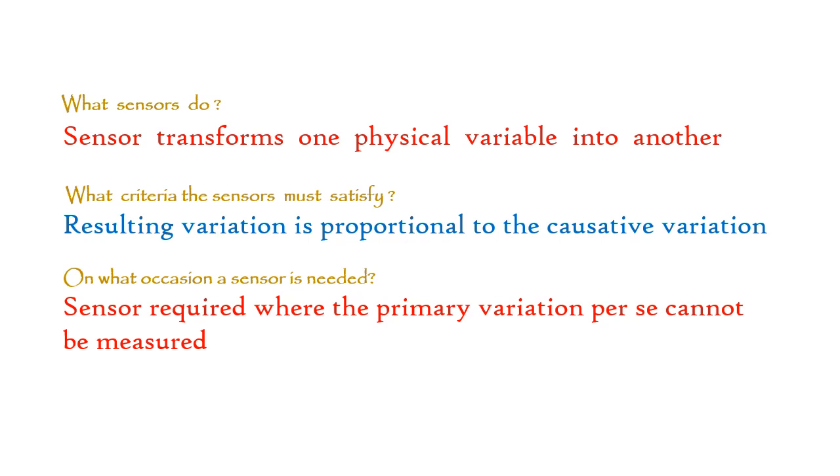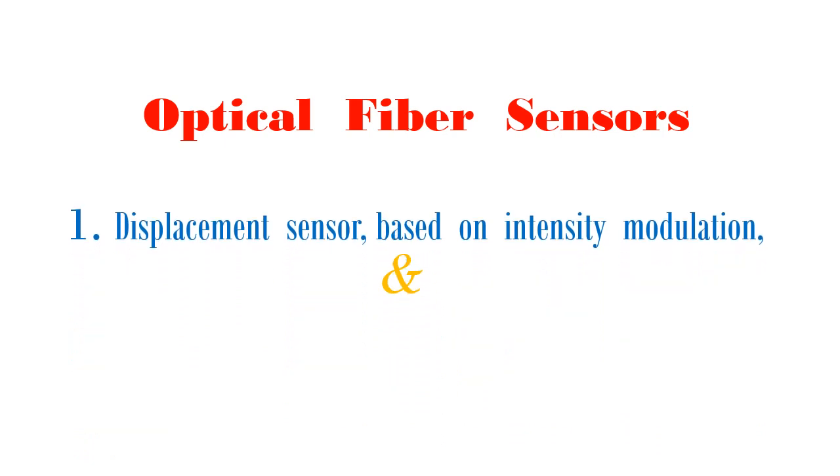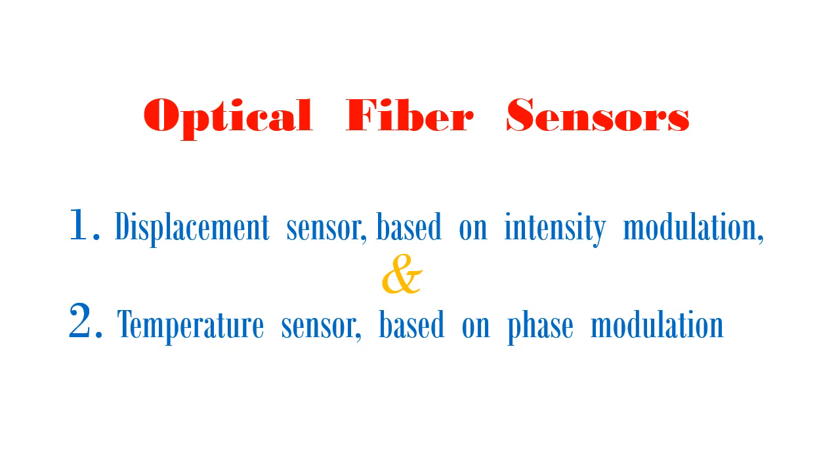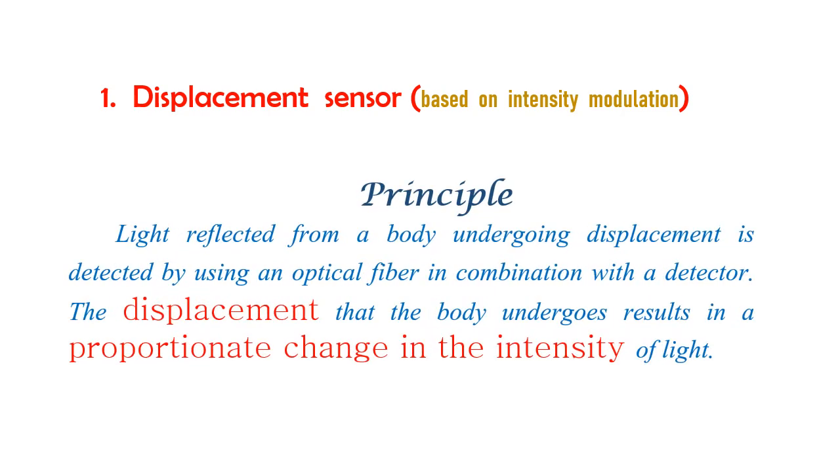Here we study two uses of optical fibers as sensors. The first one is about its use as a displacement sensor and the other one as a temperature sensor. Let's first consider the case of displacement sensor. A displacement sensor is a type of intensity modulated sensor. The principle on which it works is as follows. Here, the optical fiber is used as a sensor that converts the displacement of the object under investigation into a proportionate variation in the intensity of light.